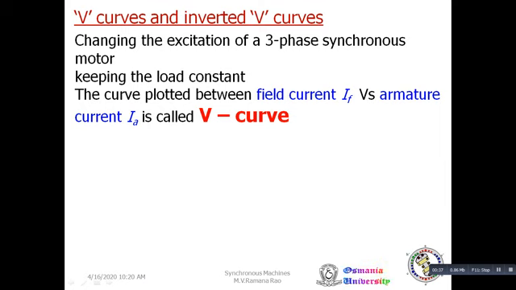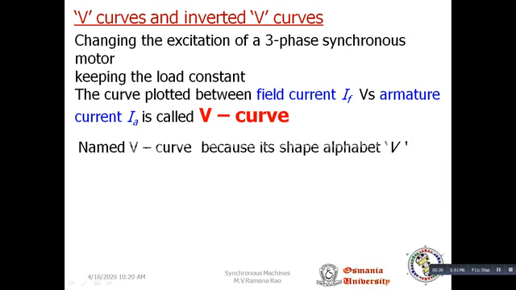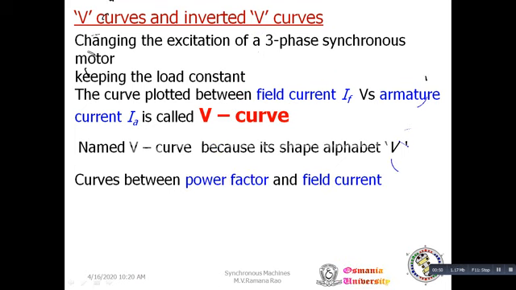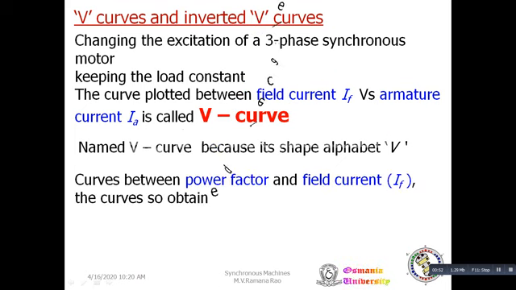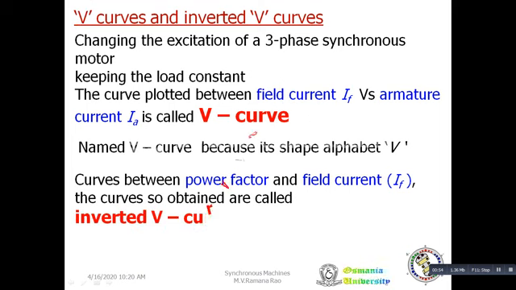Why is it called a V curve? Because the shape of this curve is like the alphabet V. So it is called a V curve. Similarly, when you draw the curve between power factor and DC field current IF, this curve is called an inverted V curve. The shape of this curve is an inverted alphabet V shape. So it is called an inverted V curve.